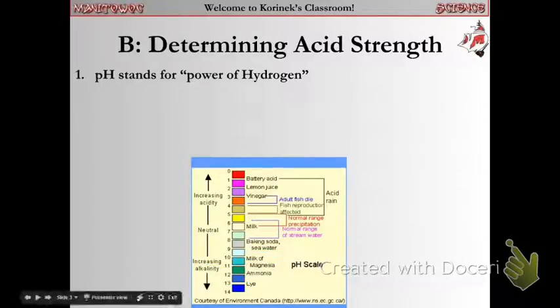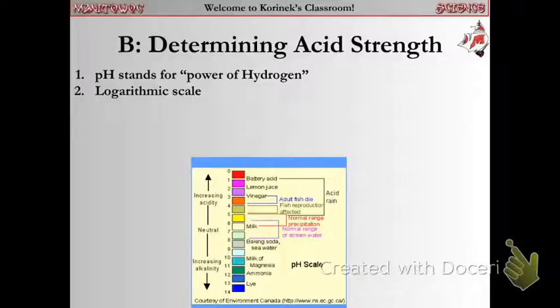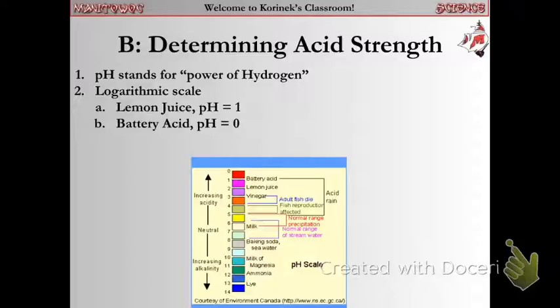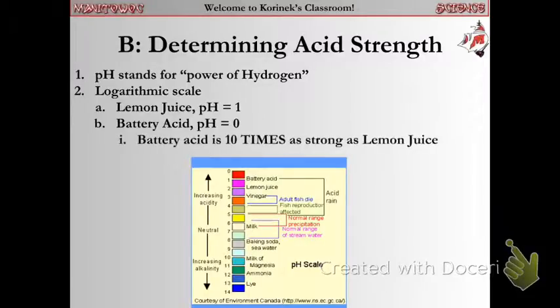All right. So the pH concept is a logarithmic scale. I know I mentioned that word yesterday, and I got a lot of groans from everybody. But essentially, this is what they mean. So lemon juice from the scale here has a pH of 1, and battery acid has a pH of 0. So if you were to ask yourself, how much more acidic is battery acid than lemon juice? If you just look at these numbers, you would say, well, lemon juice is 1 more or less acidic? But based upon the logarithmic scale, this is what it means. Battery acid, because it's got a number 1 lower than lemon juice, is 10 times as strong as lemon juice is.